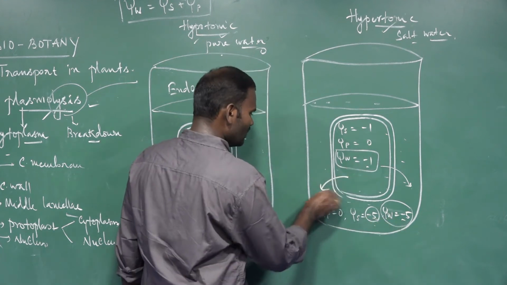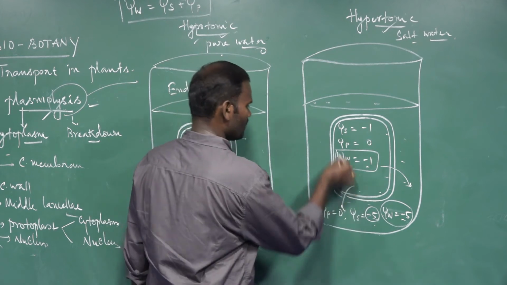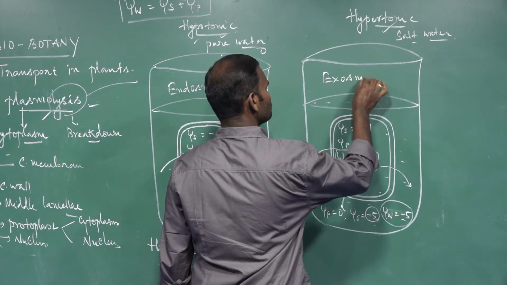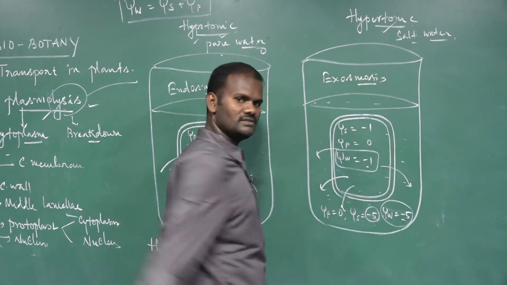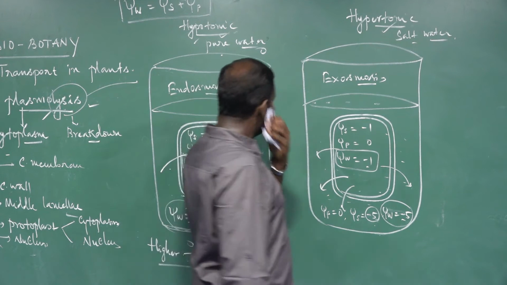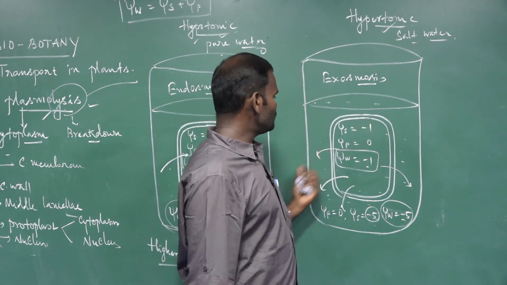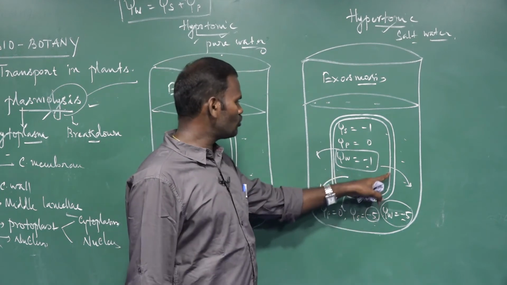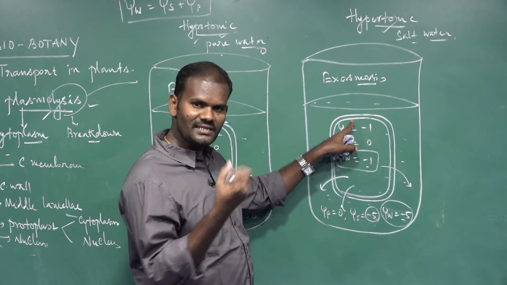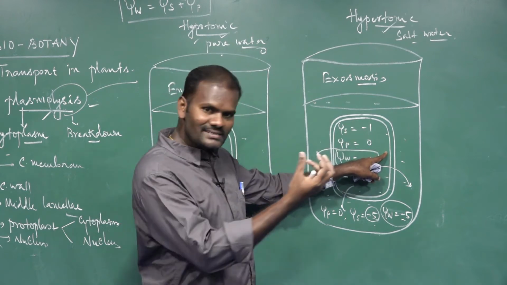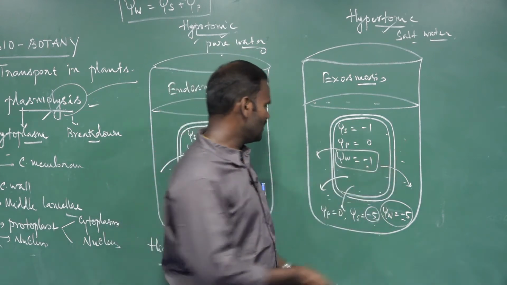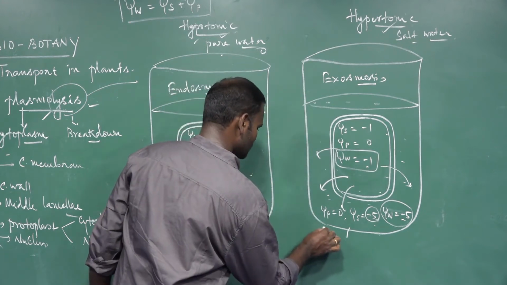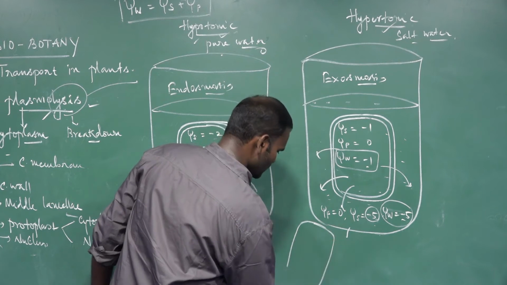So the water will leave the cells by this process called exosmosis. Due to exosmosis, the water leaves the cell. So the protoplasm of the cell shrinks. The cell membrane is kept away from the cell wall and the cell becomes flaccid.